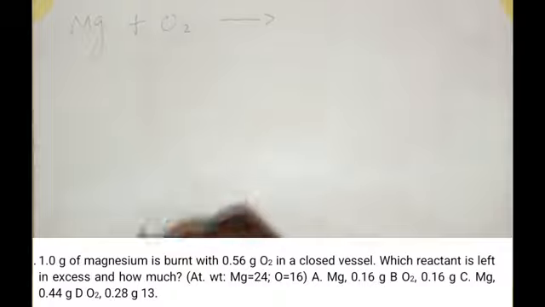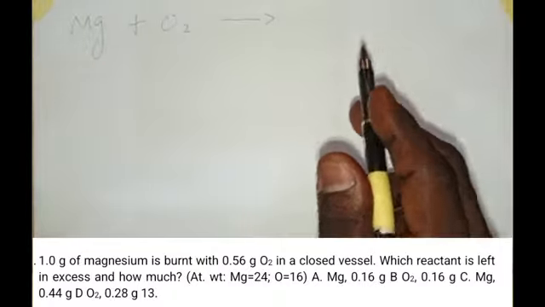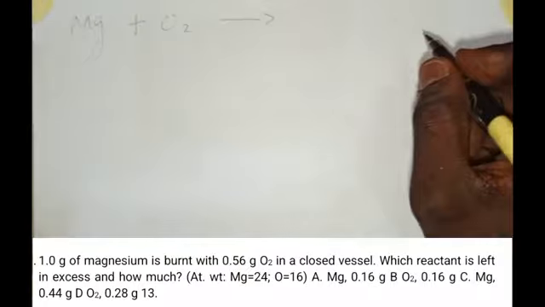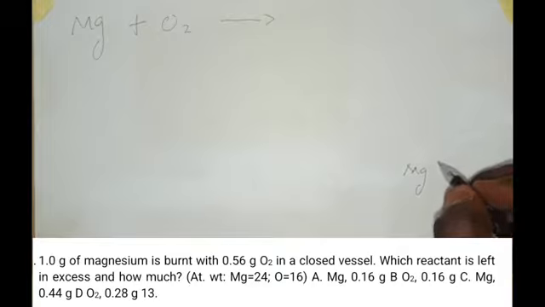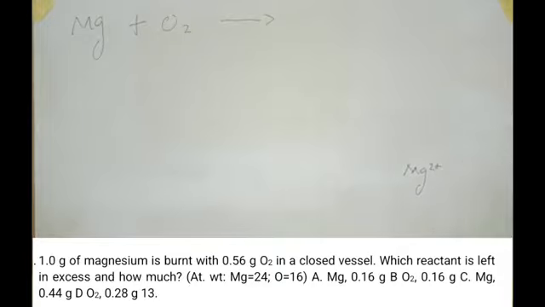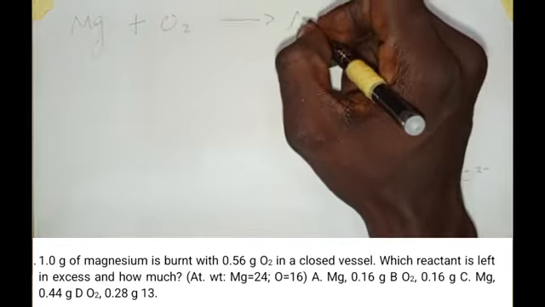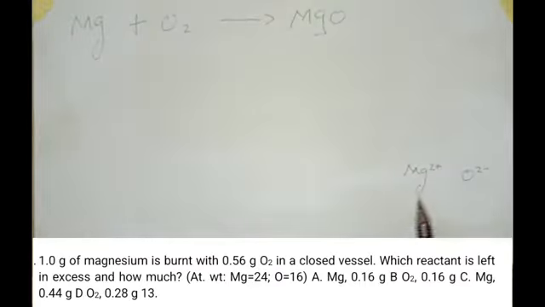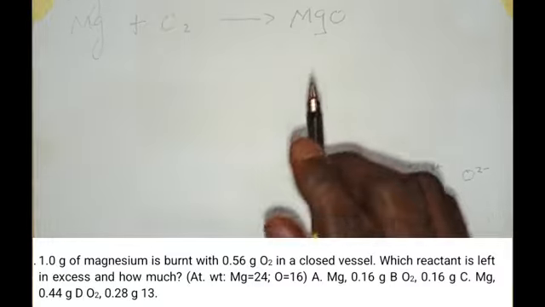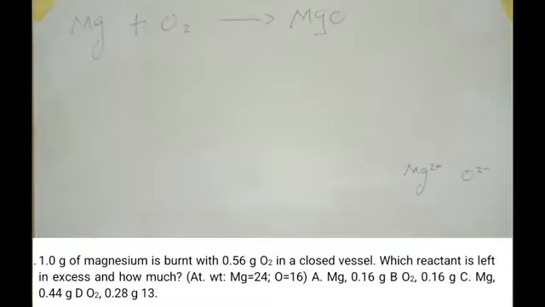When it burns in oxygen, what's going to be the formula for the compound formed? Now we all know that magnesium, Mg, is in group 2, Mg2+. Oxygen is in group 6, O2-. So the formula for the compound that will be formed here is going to be MgO. That's magnesium oxide. Since we have the same magnitudes here, they'll cancel out and we have MgO as the formula for the compound.